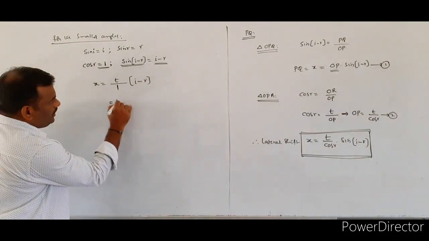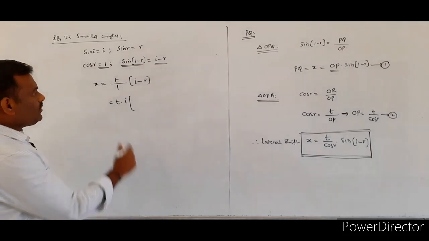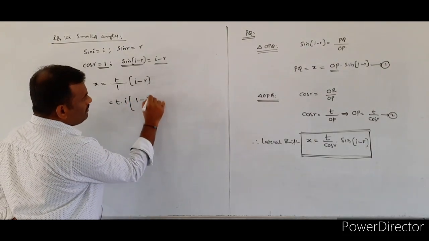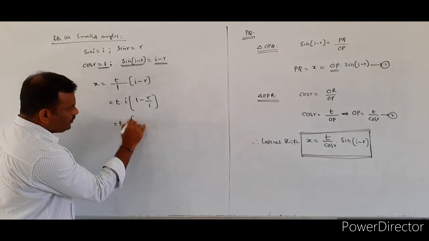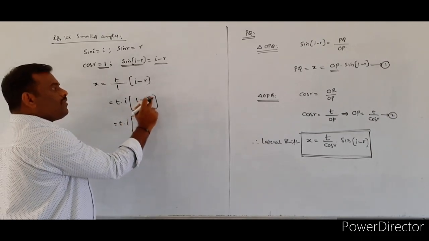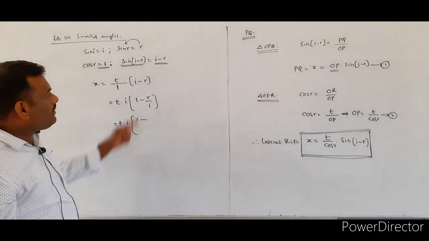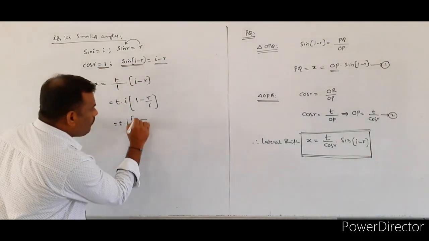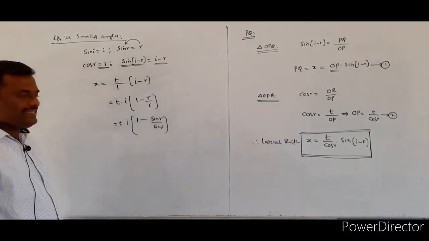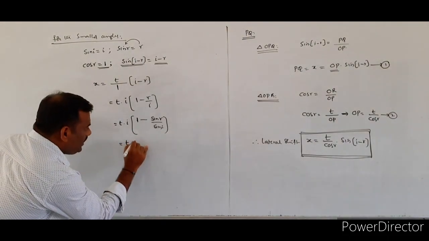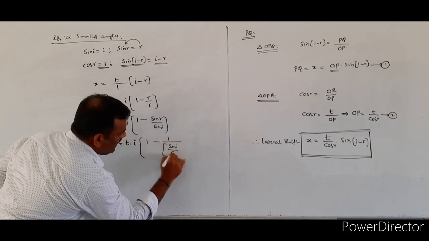From this, again, t into, I am taking i as common. The remaining term becomes 1 minus r by i. Again I am writing here t into i, 1 minus r by i. For the smaller angles, r value is taken as sin r, and i as sin i. So 1 minus sin r by sin i. This value can be written as t into i into 1 minus 1 by sin i by sin r.